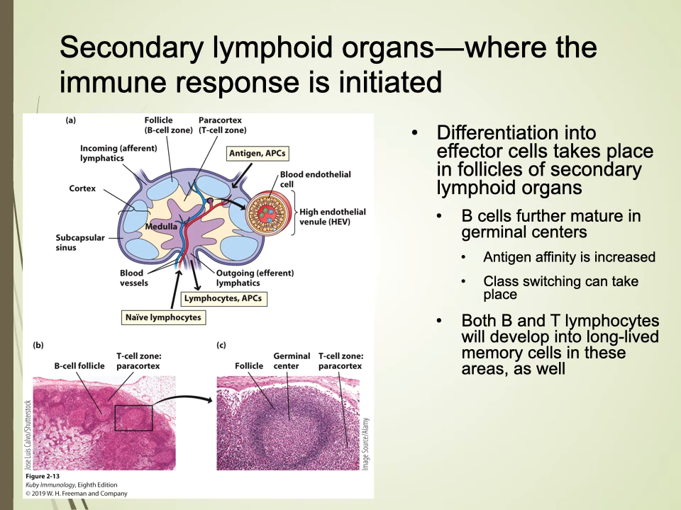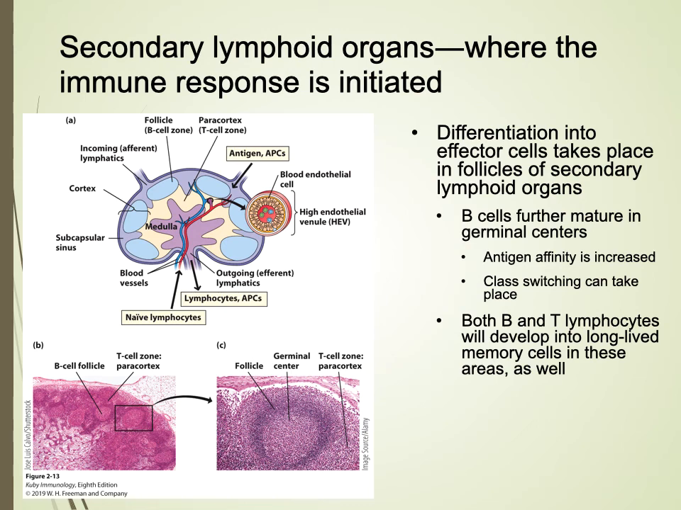So as I mentioned, differentiation into effector cells takes place in the follicles of secondary lymphatic organs. So for B cells, this allows them to mature their receptor. So we have antigen affinity, and that's how strongly the B cell receptor can bind to its antigen. So this is going to increase. There can also be class switching that occurs, and again, we'll talk about this later on in the semester, but there's different types of antibodies, and so switching from having like an IgM, immunoglobulin M, to IgG can occur.